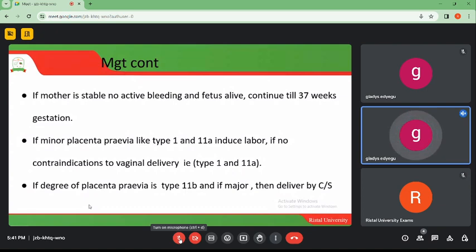So this grade 2 has two different subtypes, which is type 2A and type 2B. The type 2A is the one which is anterior, and the mother can easily deliver vaginally. But type 2B is posterior, and you cannot risk the mother to deliver vaginally.